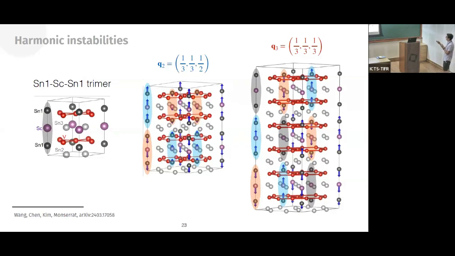And in the Q3 distortion, you have a threefold modulation, if you want, where one goes in one direction, one goes in the other direction, and one sort of in between. So you have this threefold modulation. So the key difference is between these two potential modulations.